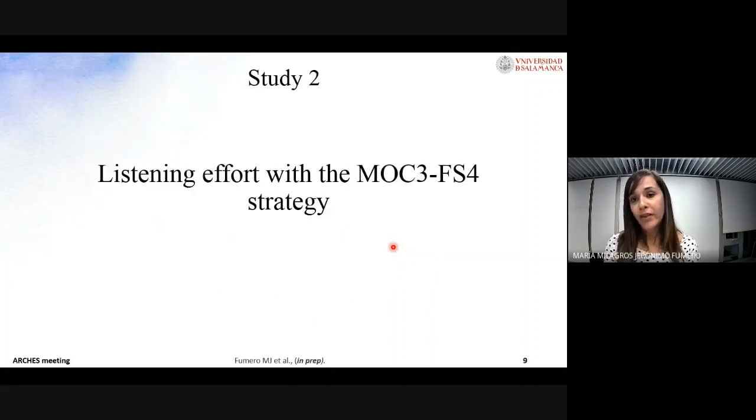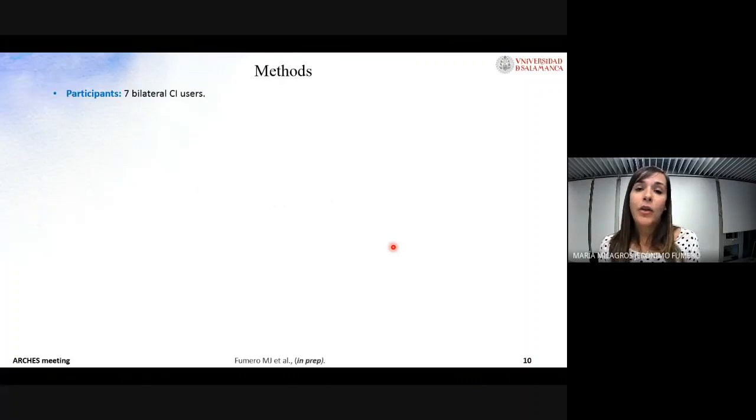As we have shown, the MOC strategy can facilitate speech in noise recognition. However, it is not yet known to what extent the MOC strategy can affect listening effort. For this reason, here we assess listening effort with the Mode 3 FS4 strategy. The same cochlear implant users participated in this study.